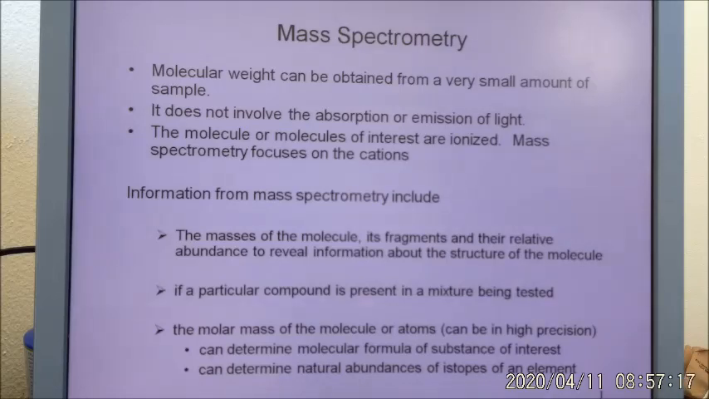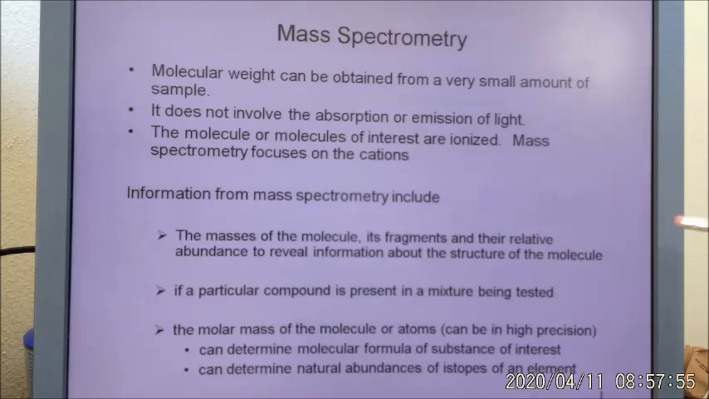It doesn't involve the electromagnetic radiation spectrum, so there's no absorption or emission. And when we ionize our molecule or molecules of interest, we're not looking at the anions, we are focusing on the cations when we do mass spectrometry. If you say, well, can you look at anions? The answer is yes. You'd have to reconfigure your mass spectrometer, and it has been done, but the most common technique you'll see for your mass analyzer is to be focusing on your cations. That's what we will talk about today.